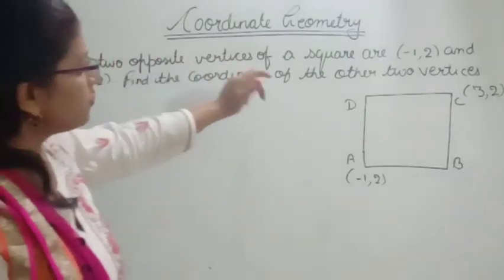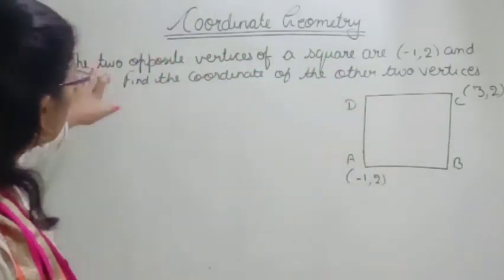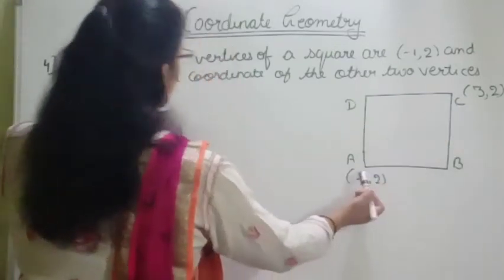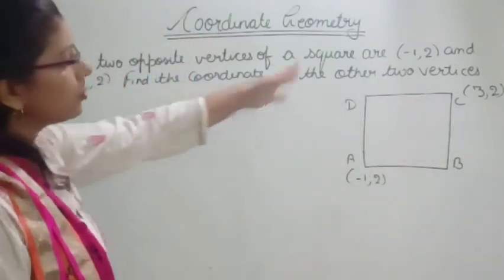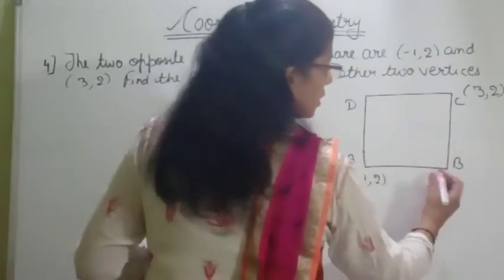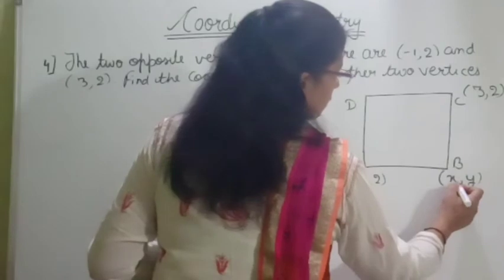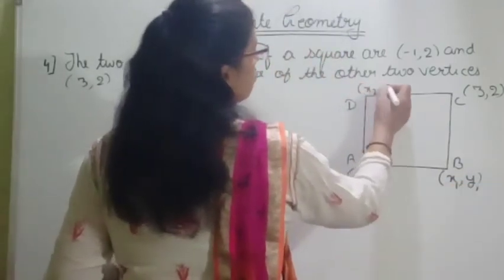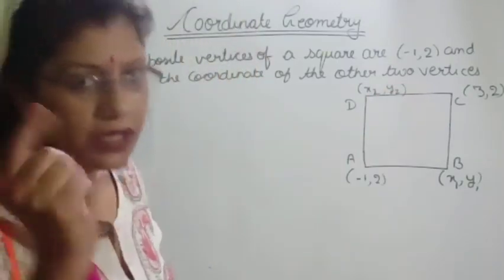The two opposite vertices of a square. So we have already drawn a square. What they are saying is, the opposite vertices of a square are (-1, 2) and (3, 2). So these are opposite vertices. Find the coordinates of the other two vertices. So we have to find the coordinates of these two vertices. Let the coordinate of this vertex be x1, y1 and the coordinate of this other vertex be x2, y2. Let us draw one diagonal of it.